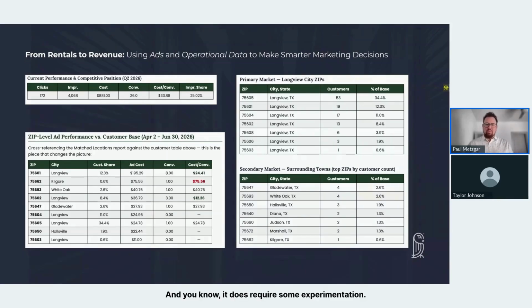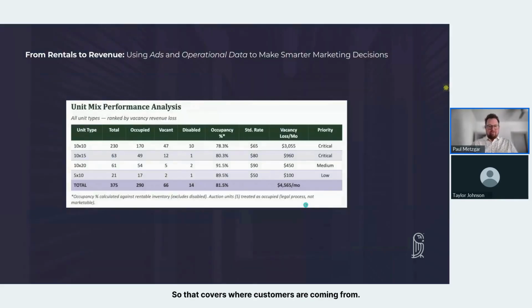And it does require some experimentation. Sometimes a zip code doesn't seem like it'll be a winner, but then we'll start to see, hey, customers are coming here, and we can reorient that direction. So that covers where customers are coming from.